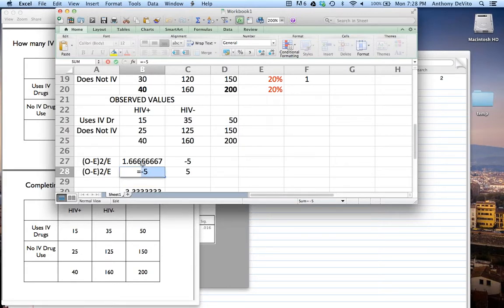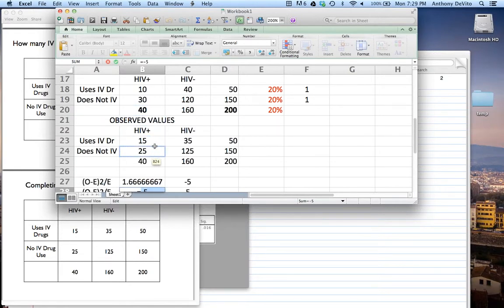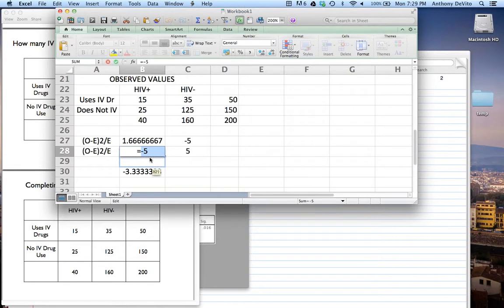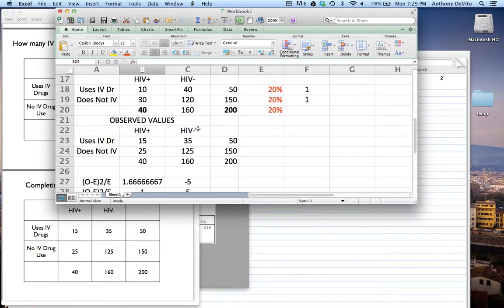Okay, what's this going to be equal to? It's going to be equal to the observed value minus the expected value, which is 30. That's minus 5 squared, right, is 25, divided by the expected value, which is 25. So that's going to be equal to 1. Okay, I'm going to do the same thing here. 35, my observed value, minus my expected value. 35 minus 40 is negative 5 squared is going to be 25, divided by my expected value, which is 40. 25 divided by 40, I think I made a mistake already, right, guys?